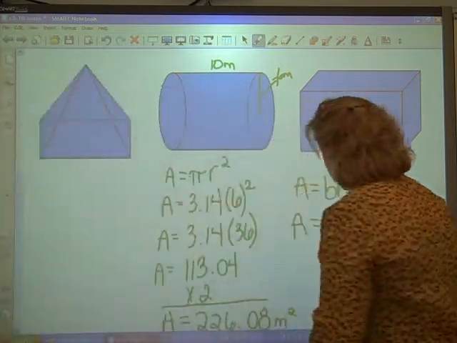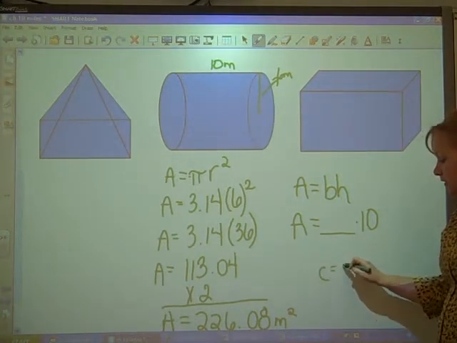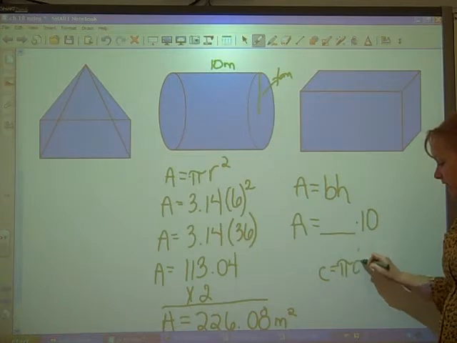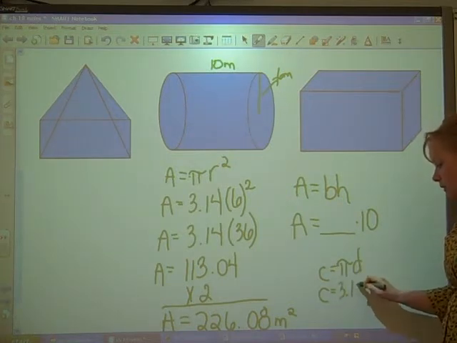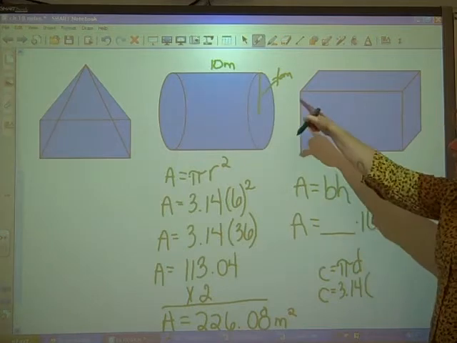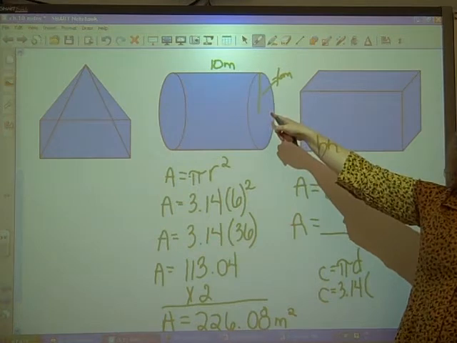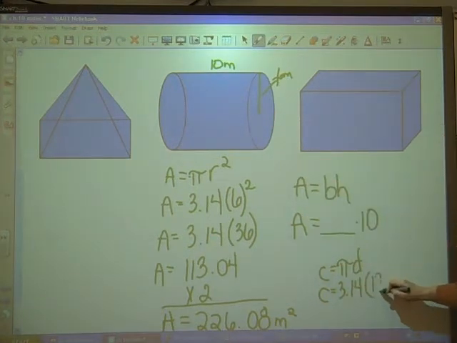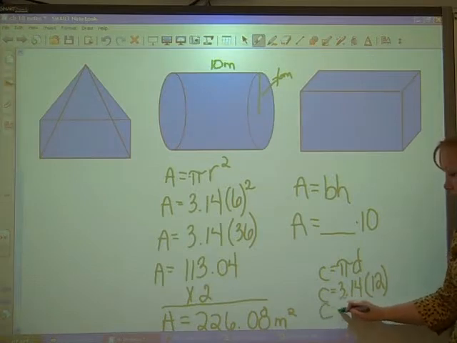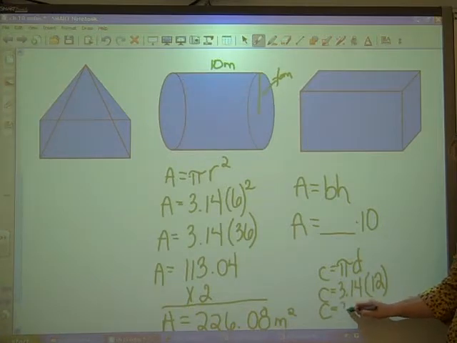So I need to actually kind of come off to a little side problem. Remember, circumference is equal to pi times diameter. Circumference, pi, we're going to use 3.14. What's my diameter? 12. So no, it's 12. Remember, radius is 6, so we need to double it. So in this case, it's 12. So circumference is equal to what? What is 12 times my 3.14? 37.68.